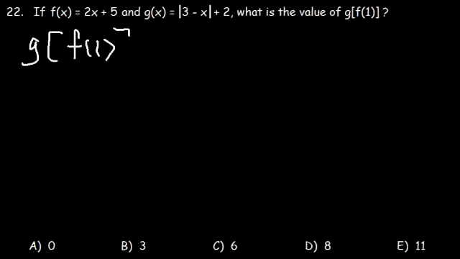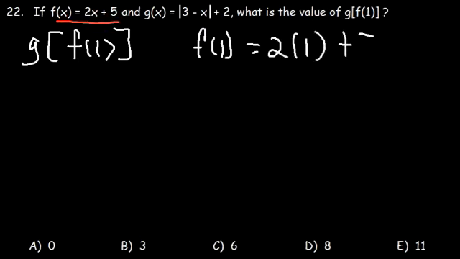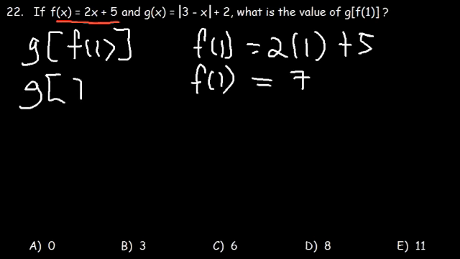So first, let's find out what f of 1 is equivalent to. So that means we need to plug in 1 into this equation. So let's replace x with 1. So 2 times 1 plus 5 is equal to 2 plus 5, which is 7. So therefore, f of 1 is equal to 7, which means that we can replace f of 1 with 7. So we're looking for g of 7 at this point.